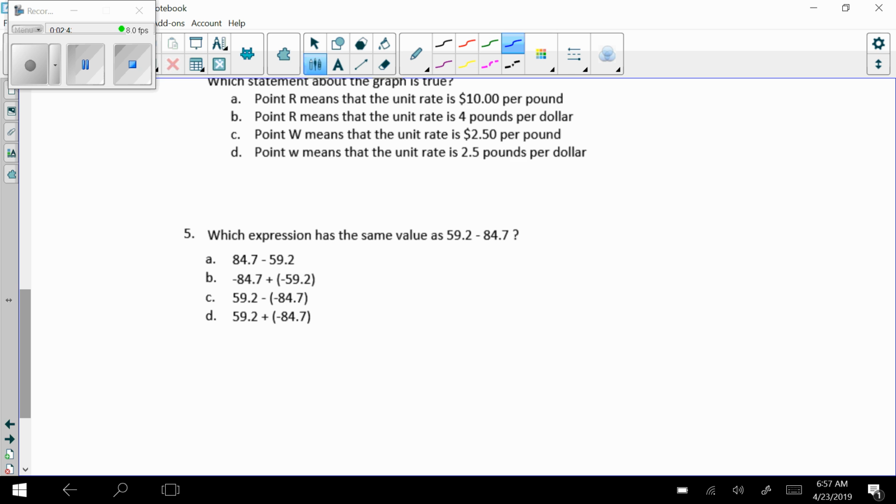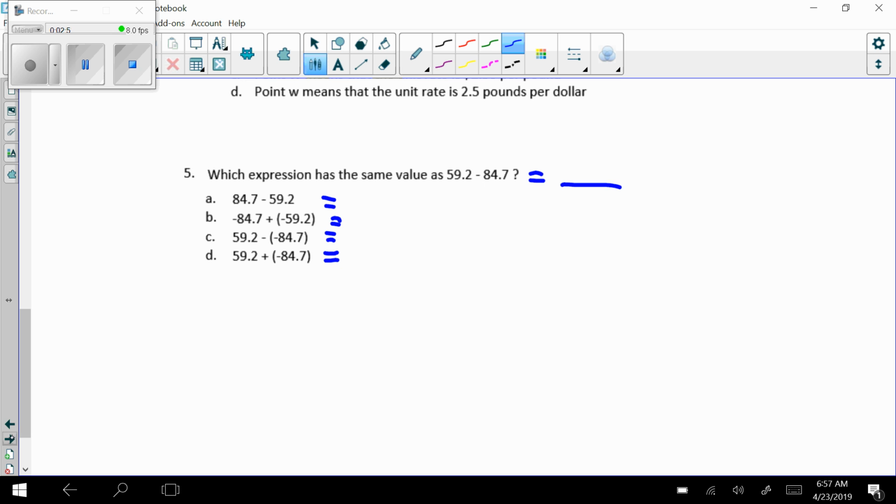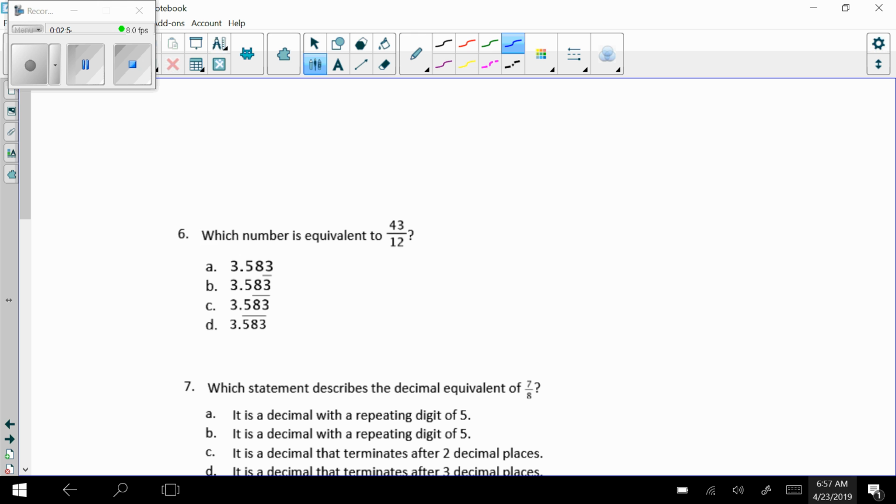All right, which expression has the same value? Well, here's what you do. You put this in a calculator, you get an answer, and then you put each one of these into the calculator till you get the same one. Number 6, you just divide. You do 43 divided by 12. So that one's pretty straightforward.